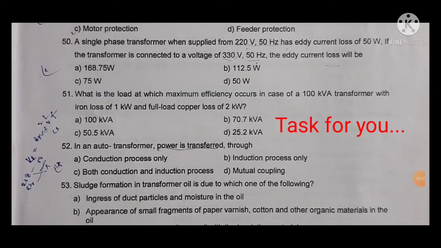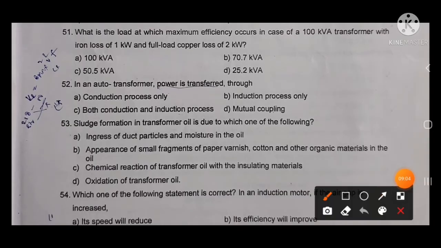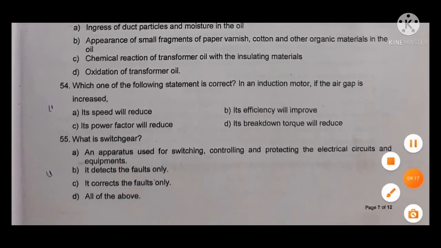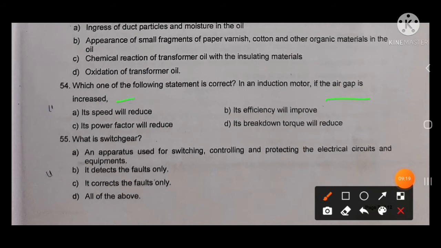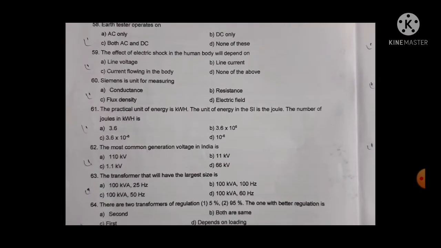Next, in an auto transformer, power is transferred through both conduction and induction processes. Sludge formation in transformer oil is due to which of the following? The answer is oxidation of transformer oil. Which one of the following statements is correct? If a motor air gap is increased, then the power factor will reduce. What is switchgear? Option D is correct, that it detects the fault and clears the fault, and does switching, controlling and protecting.